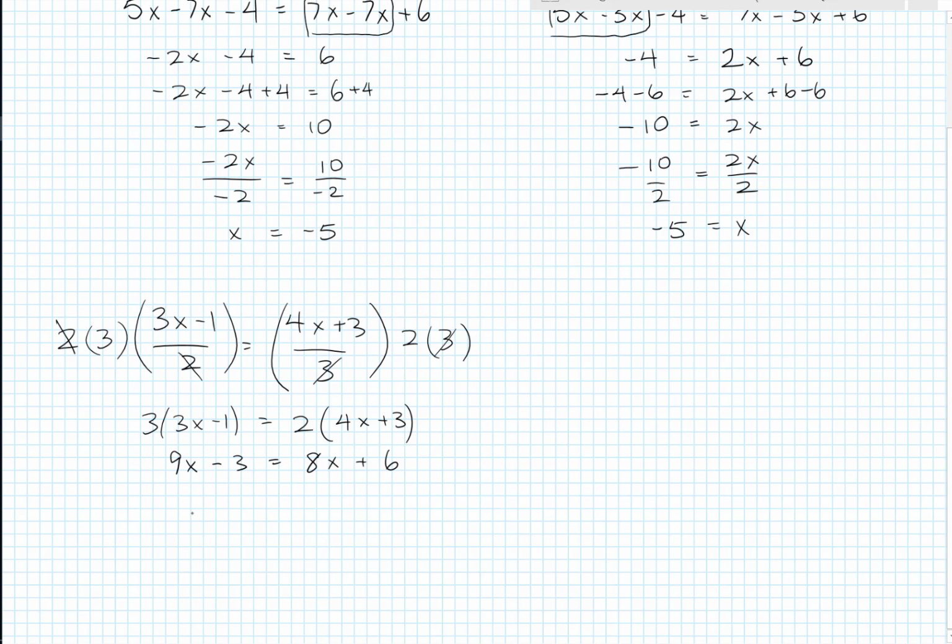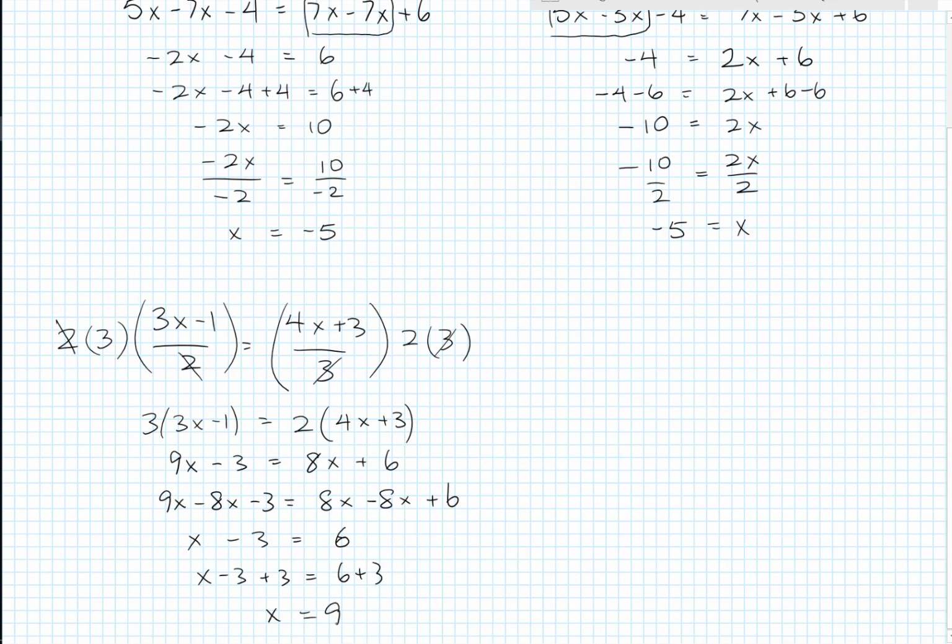My choice is always to try to collect the x's on the side that gives you a positive coefficient. And since we have 9x on the left and only 8x on the right, it makes sense to collect them on the left. So we're going to subtract 8x from both sides. And that will get rid of the 8x from the right and leave us with just a single x on the left. And now we can simply add 3 to both sides. If we add 3 to both sides, we get 6 plus 3. So we end up with x equal to 9.